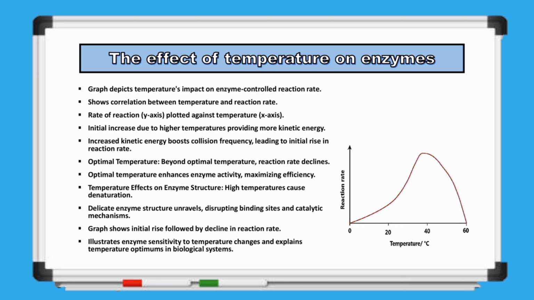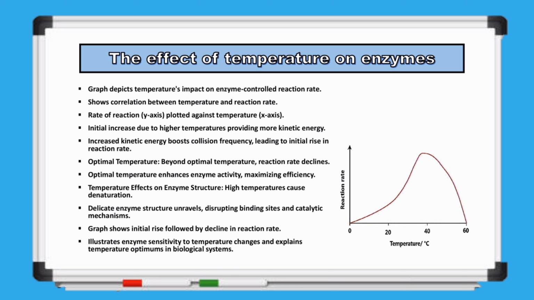This is because too much heat begins to disrupt the enzyme's fragile three-dimensional structure. At high temperatures, enzymes begin to denature, their structure unravels, and the active site is distorted or destroyed. This loss of structure directly impairs the enzyme's ability to bind to substrates and catalyze reactions.